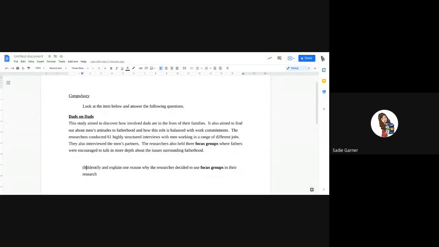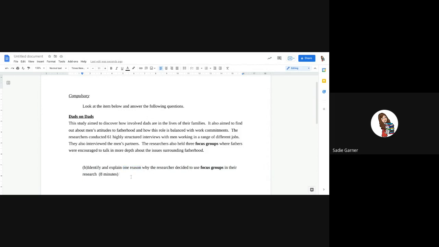Hello, so I'm going to look at a one reason 5 marker. It is the B question of the exam. So it goes 1A, which is normally a definition question, outline and explain the meaning of a term. The 1B, that you've also got 8 minutes to answer, gets you to give them one reason for something. So outline and explain one reason why the researcher decided to use focus groups in their research.